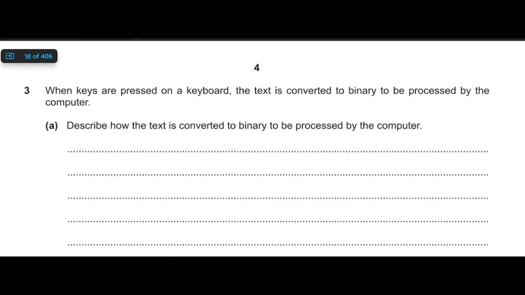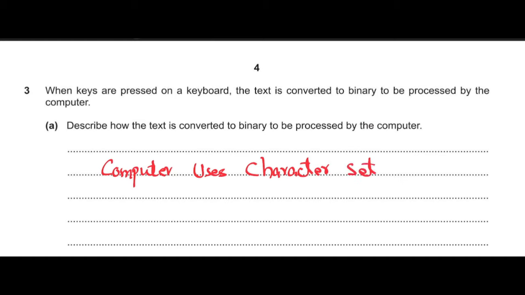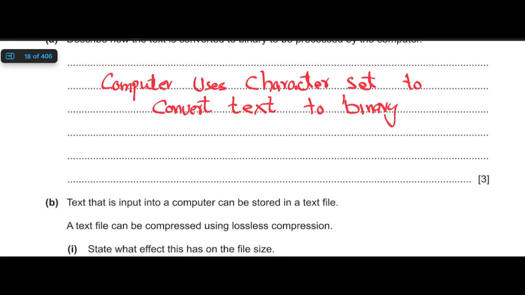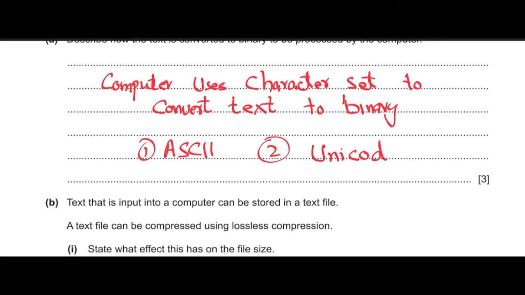Okay. We know that the computer uses a character set to convert text to binary. And we have two character sets. One is called ASCII, and the second one is called Unicode. The computer uses these two character sets to convert the text to binary.